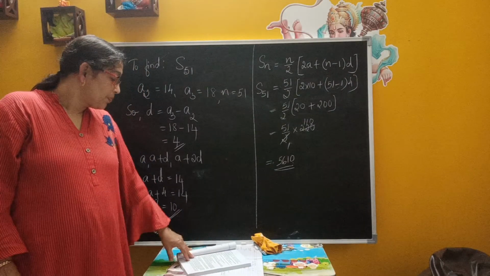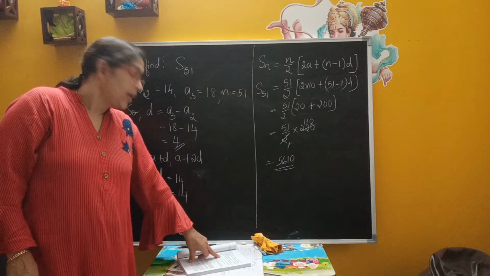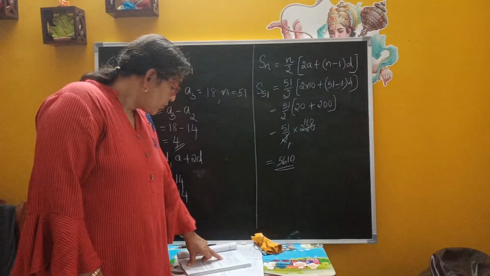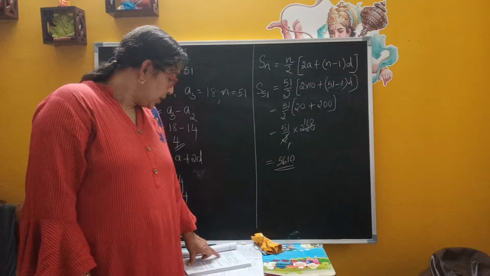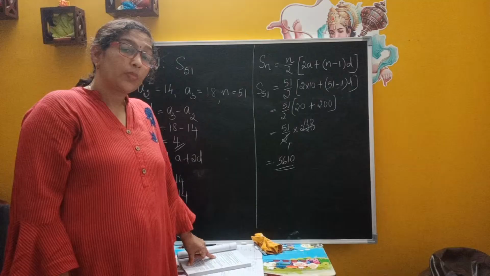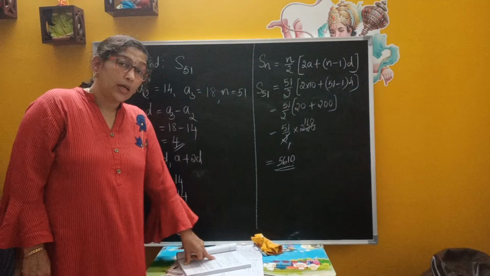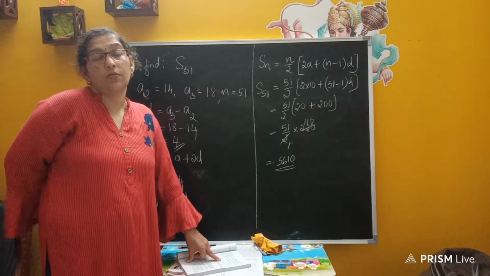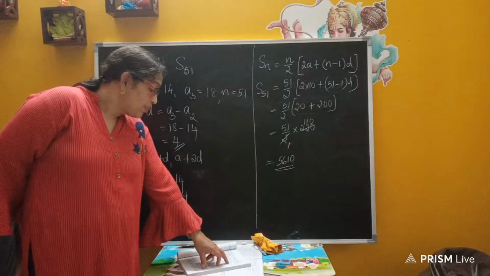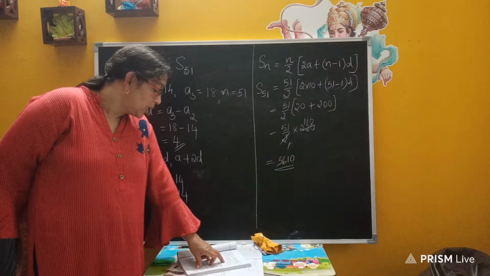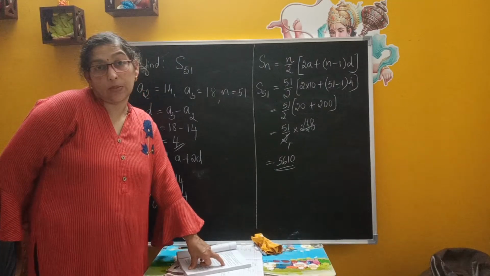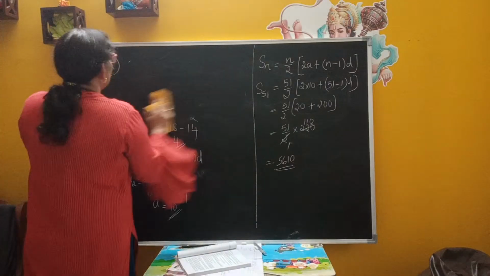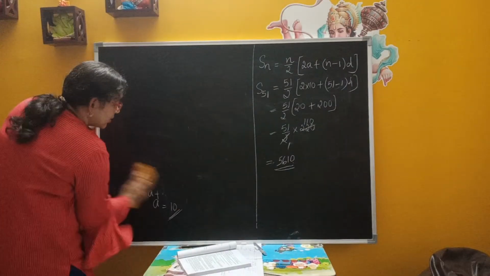First S7, where the n value is 7. So 49 is equal to n by 2, that is 7 by 2 into 2a plus n minus 1 into d. n is 7, so 7 minus 1 into d, we get 6d. Substitute the same in the other one, which is S17. S17 is 289. Just let me explain and you will get the equations. Then you can continue with that.